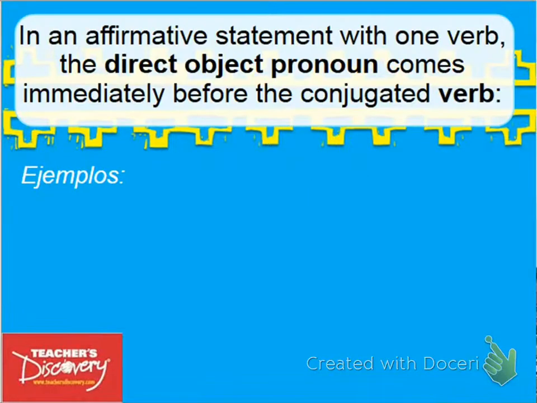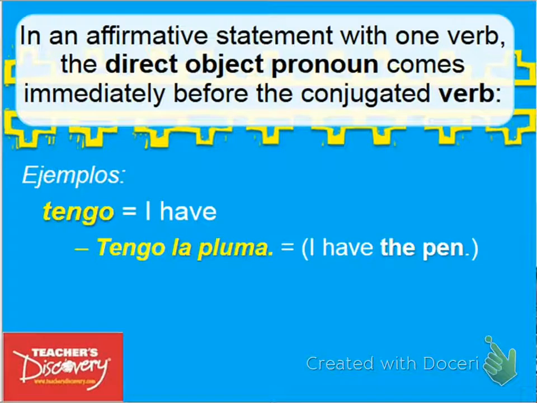Okay. In an affirmative statement, meaning I'm telling you something versus I'm telling you to not do something, the direct object pronoun comes immediately before the verb. Now, that should sound familiar to you. If you have a pronoun and you have to put it before the verb, we also did that with reflexive verbs. So, look at this sentence. We know that tengo means I have. Tengo la pluma. Do I need the yo form in front of tengo? You already know that tengo is the yo form of tener, which is to have.